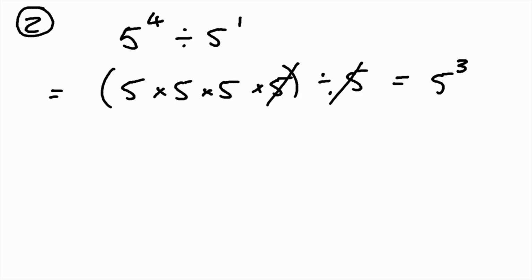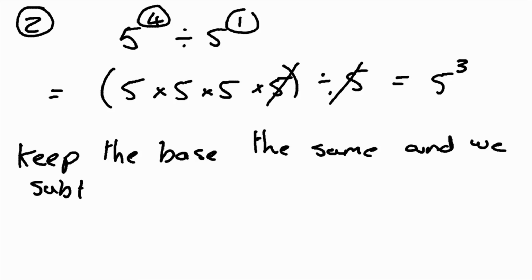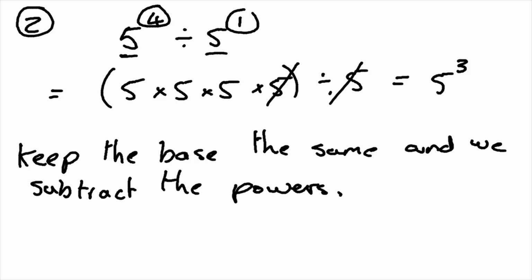Where do we get that 3 from? Similarly to the first case, we're going to be looking at these powers. But when it's division, we're going to subtract them. The way of remembering it is we keep the base the same, and we subtract the powers. So we keep the base the same, so the base was 5, and we subtract the powers. So multiplication, you get add, division, you get subtract.